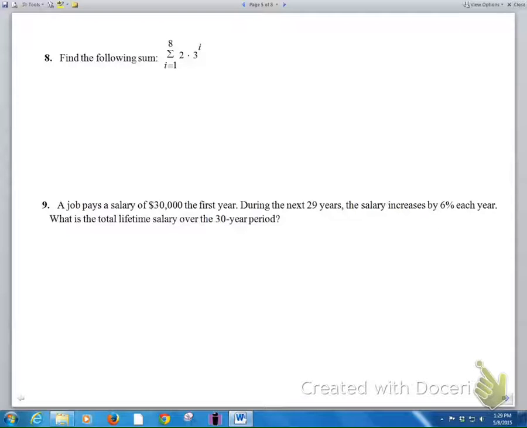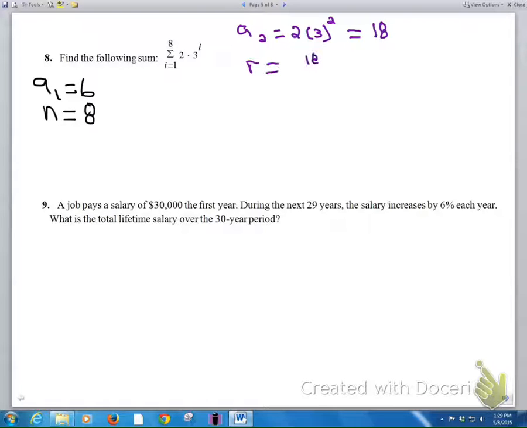Anyway, this is the sum formula. And to figure out the first term, you're going to plug in a 1. So 3 to the first is just 3 times 2 is 6. And you know n is 8 because it goes from 1 to 8, so that means there's 8 terms. And then a sub 2, I'm going to plug a 2 in for i, and I am going to get 18. So r is 18 over 6. And so I know r is 3.